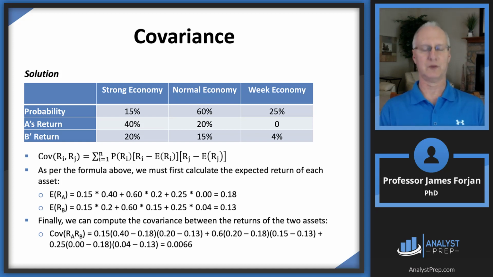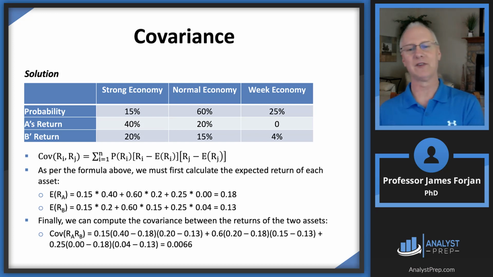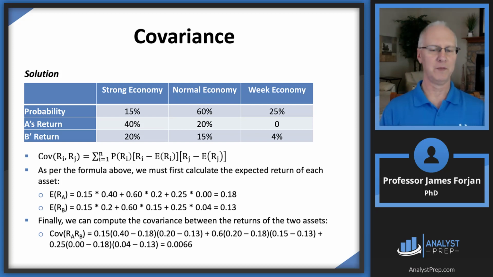Let's just do this first one here. We have a 15% chance of, this is a strong economy. With asset A, what is our degree of error? How wrong are we going to be if we think we're going to get 18? Well, we have a 15% chance of getting 40%, which is this far away from 18%. And then if we invest in B, we are going to get 20% in a strong economy, and that's this far away from the mean outcome.